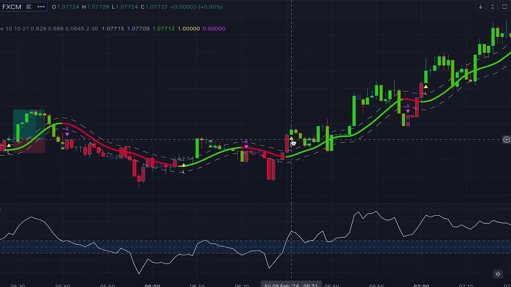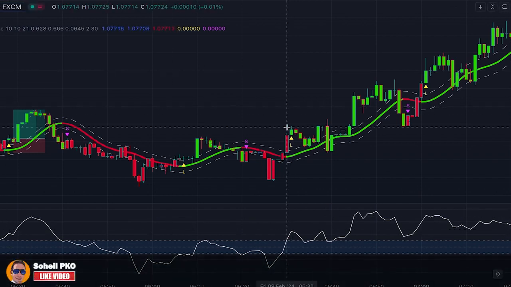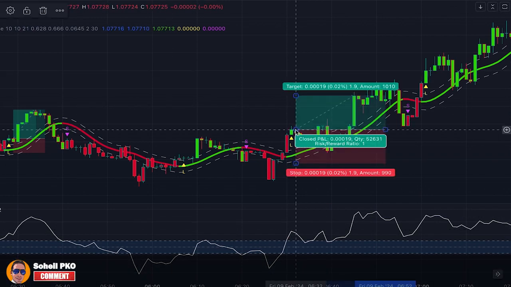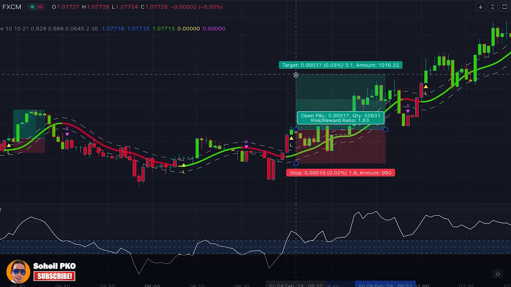Here we have a long position signal, and this signal is a confirmed signal because CCI is above 50. So we can enter a long position here at this point where this new candle is opened with the stop loss below this middle line and profit at 1.5 risk to reward ratio.